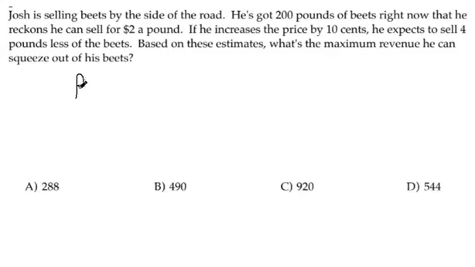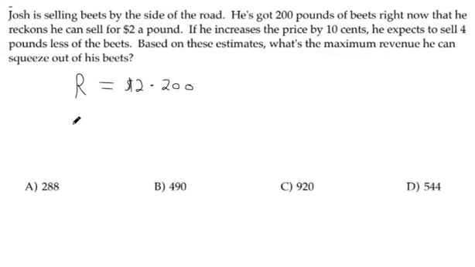So let's start off with this basic idea. The revenue is just how much money we bring in, okay? So I'll just start with an equation, R for revenue. And before we do any sort of manipulating, it's $2 per pound at the starting price, and we're selling 200 pounds at that price. So right now our revenue is $400, okay?